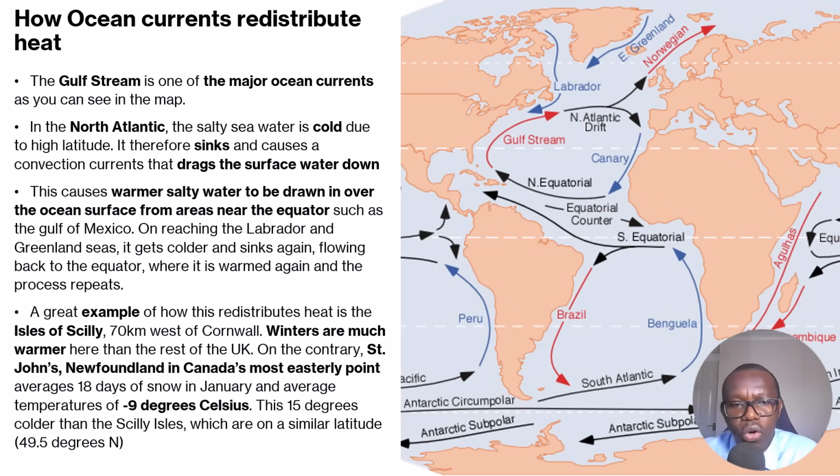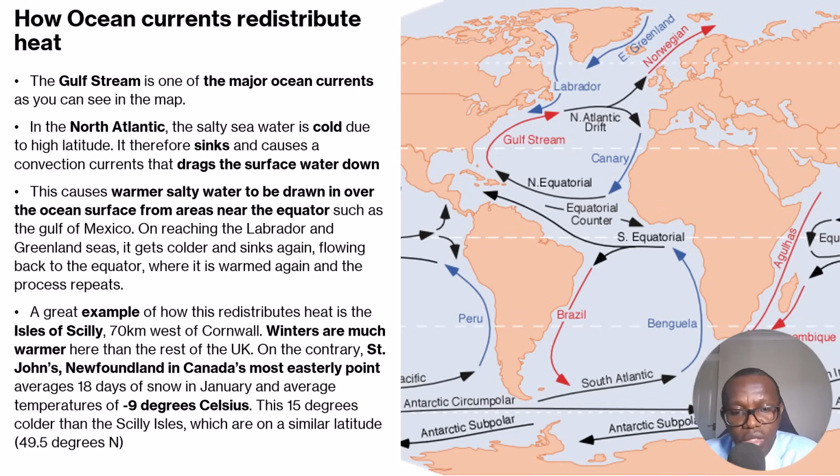Okay, so how do ocean currents redistribute heat across the globe? Now, in the North Atlantic, the salty seawater is very cold due to high latitude. So this means that the areas in the North Atlantic are closer to the polar regions, and therefore the air temperatures are going to be quite low, which also means that the salty seawater there is going to be cold. Now, because it's cold, it's going to be dense, and therefore it is going to sink towards the bottom of the ocean.